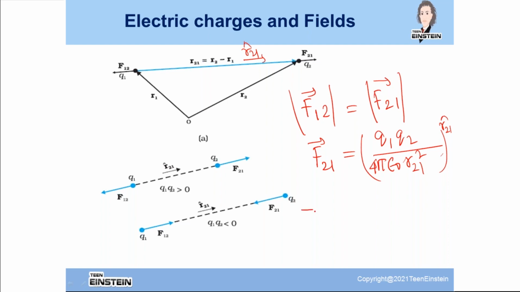Vectorially I can write it in this way. If you want to write this as vectors, then you have to multiply by the unit vector R21 hat. In your book maybe it is written in another way also, like this: q1 q2 by 4 pi epsilon naught R21 whole cube, times the R21 vector. Is it okay for you?